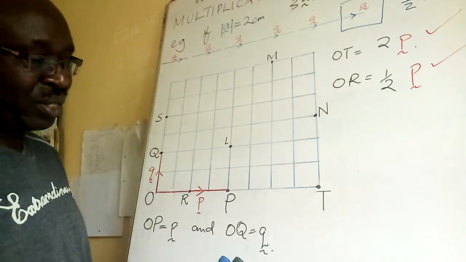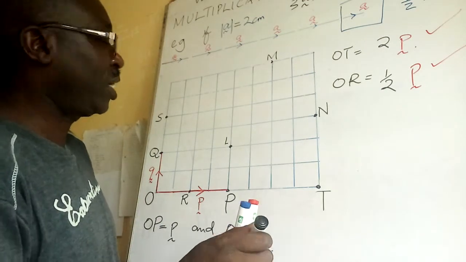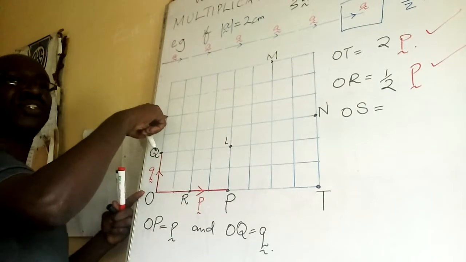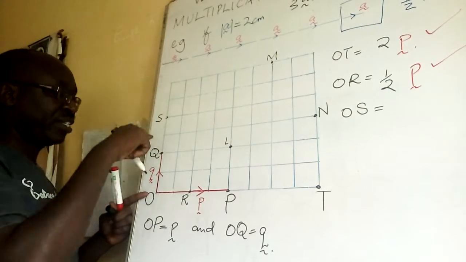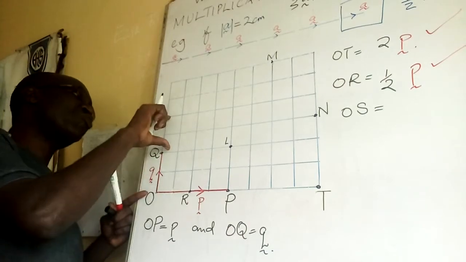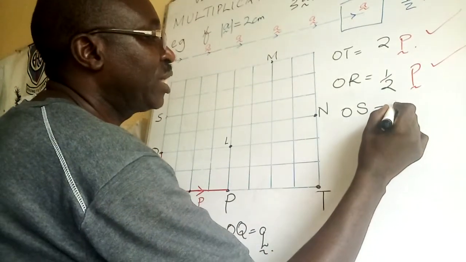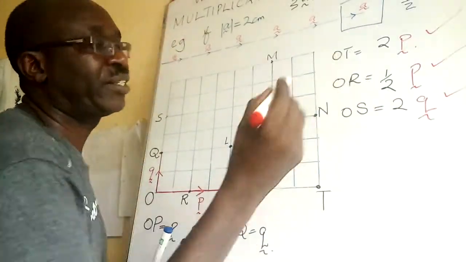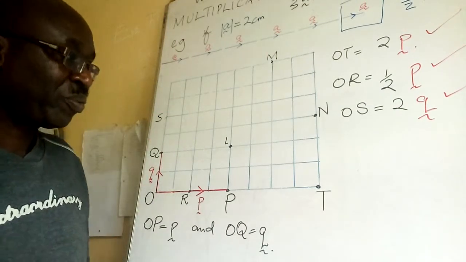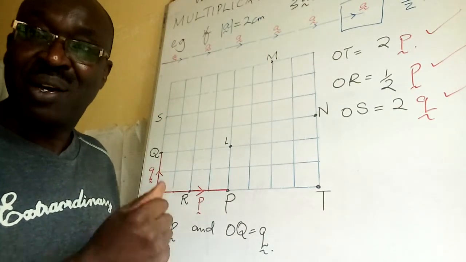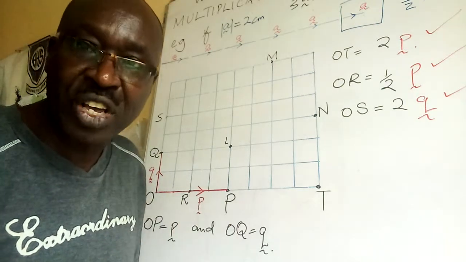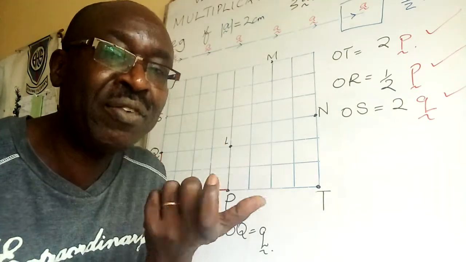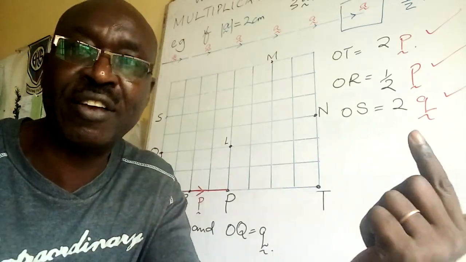S. Somebody to do for us S. So what is O to S? From O to S, you can see this is found twice. So I'll say OS is 2 vector Q. You are right. They are very simple. That is basically multiplication. It can be by a whole figure. It can be by a fraction. It can be by negative. Remember, negative gives you the idea of reverse.